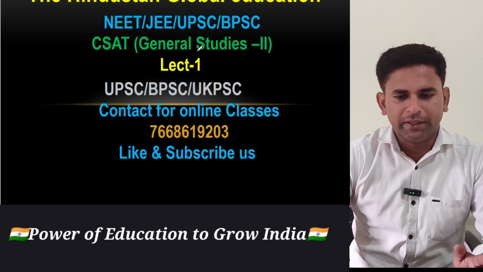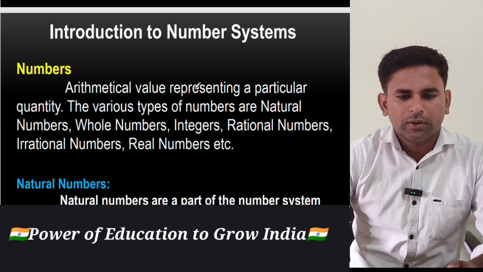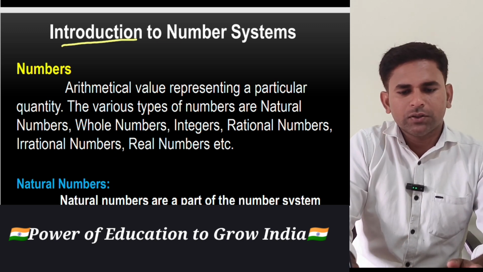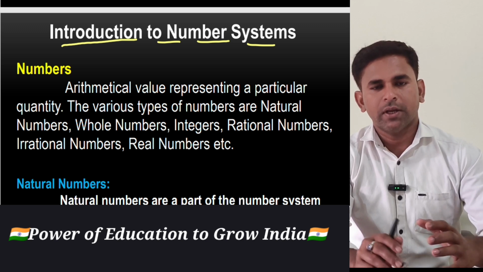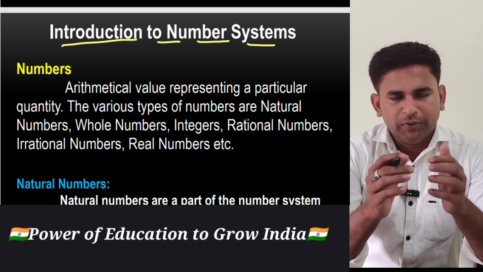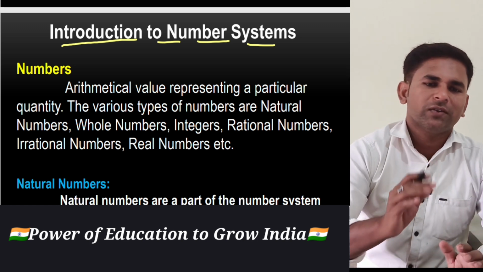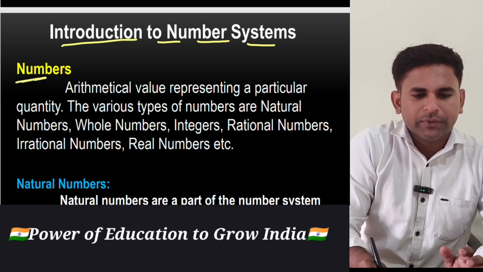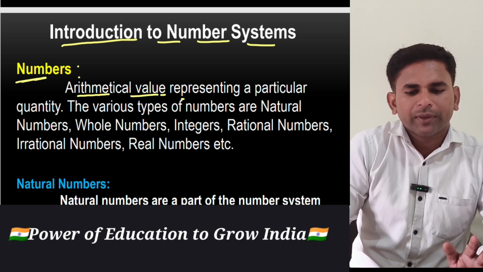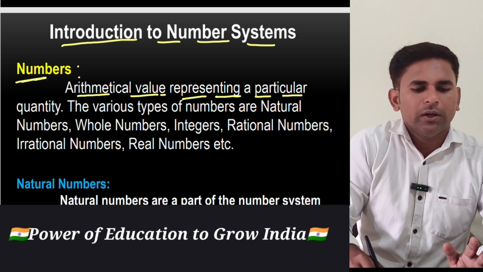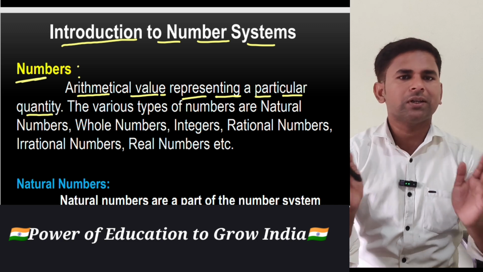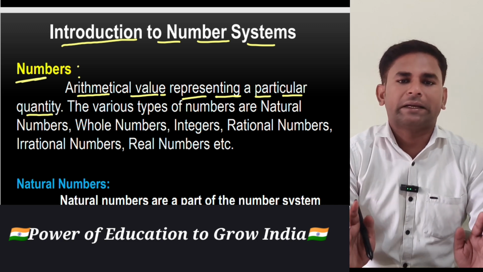CSAT General Studies second, lecture number 1. Today we have the first chapter. The chapter name is Introduction to Number Systems. It means we will understand here what a number system is. Before understanding the number system, we need to understand first what numbers are. The definition given here: an arithmetical value representing a particular quantity. So we can say that is a number.